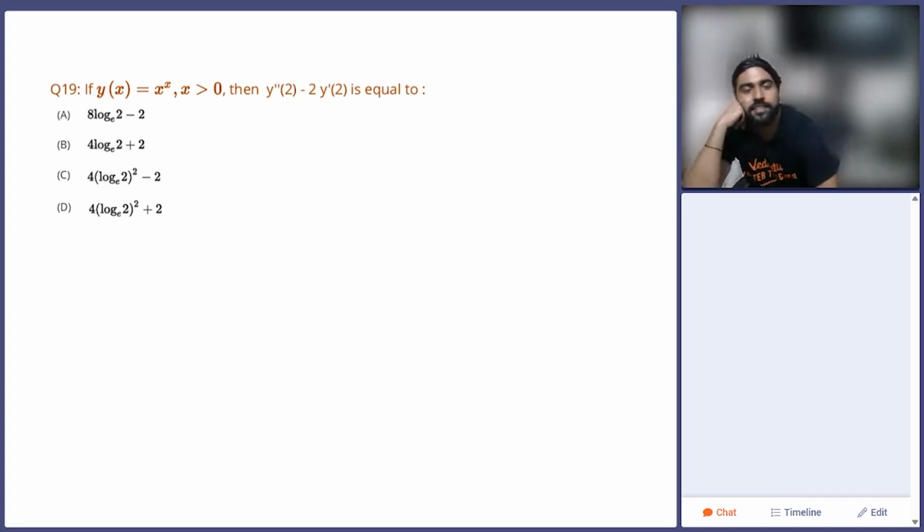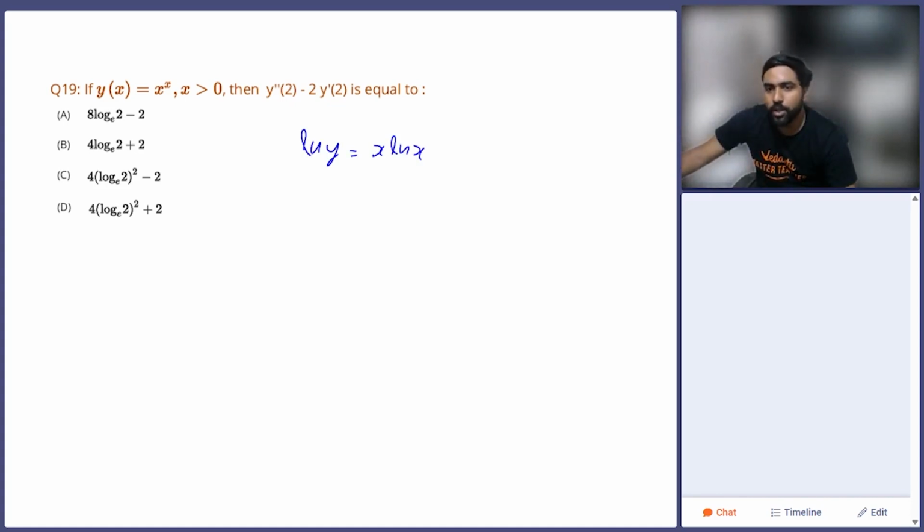Moving on, what do we have? You have y of x is x power x. Find y double dash of 2 minus 2 times y dash of 2. So basically for the function y equals x power x, you need to find its derivative and its double derivative. So let's find its derivative. We know how to solve this with the logarithmic method. So I take log on both sides.